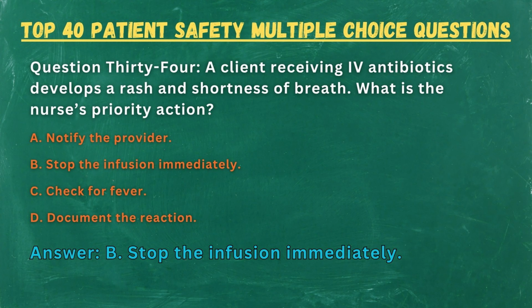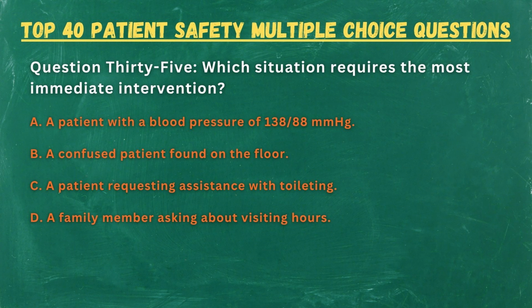Answer: B. Stop the infusion immediately. Question 35. Which situation requires the most immediate intervention? A. A patient with a blood pressure of 138/88 mmHg. B. A confused patient found on the floor. C. A patient requesting assistance with toileting. D. A family member asking about visiting hours.